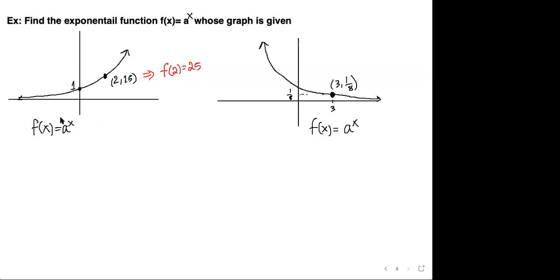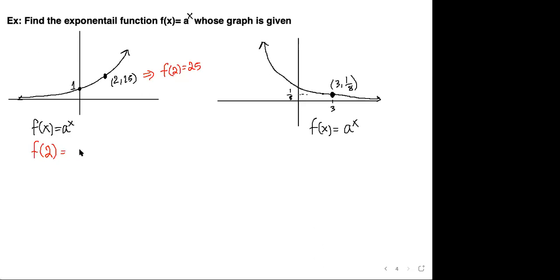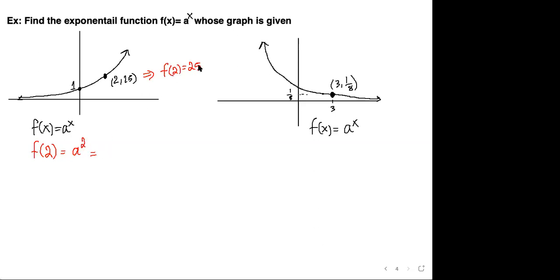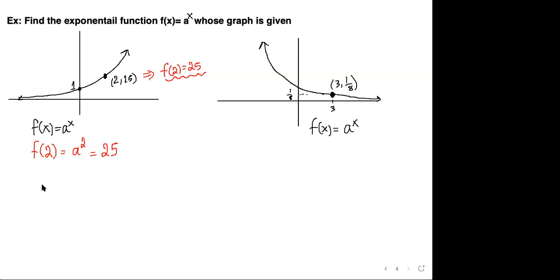Now plug this point inside this function to find the value for a. F of 2 equals what? Plug the 2 inside this function. So a raised to the power 2, and f of 2 equals 25 actually. So f of 2 equals a to the power 2 after you plug it inside this function, and this is equal to 25. So a is equal to 5.